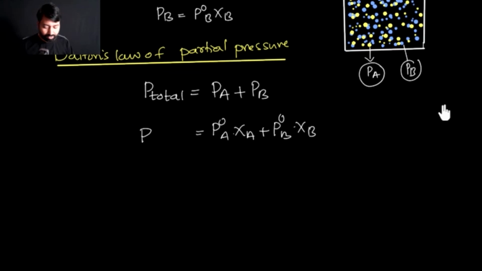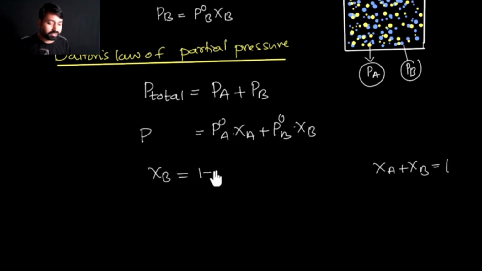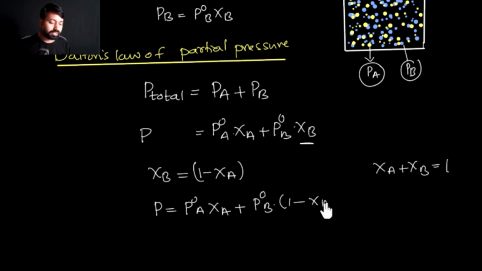Now I know that the sum of the mole fraction of A plus the mole fraction of B is always equal to 1. So if I write the mole fraction of B, it is 1 minus the mole fraction of A, and I will fill in the value of xi B here. Therefore P total, that is P, equals P naught A xi A plus P naught B, then xi B, which I write as 1 minus xi A.